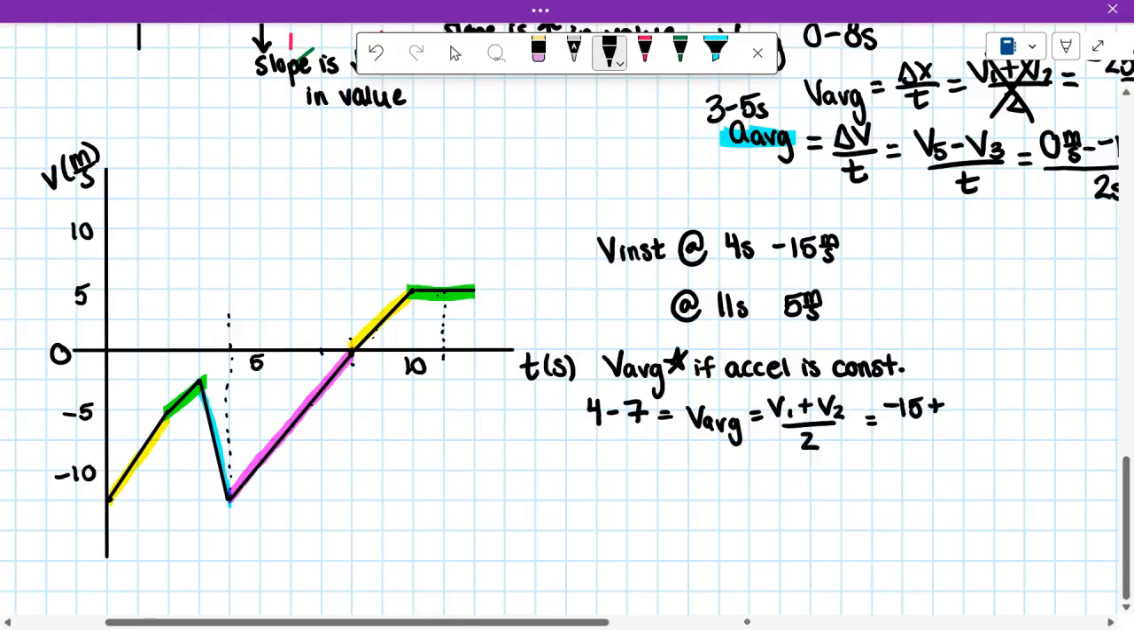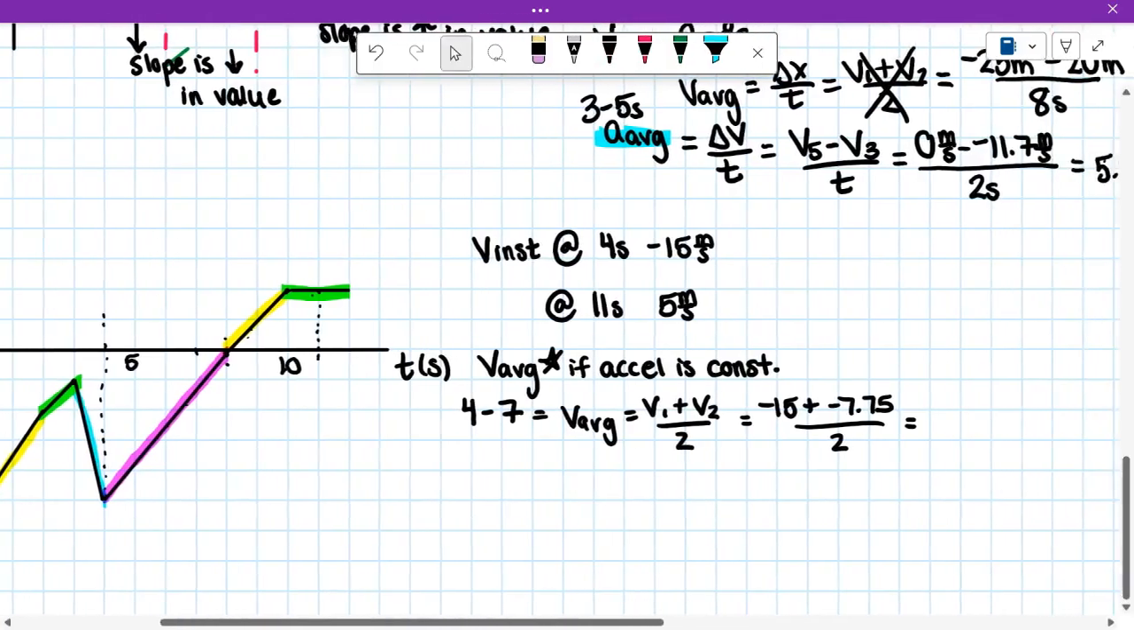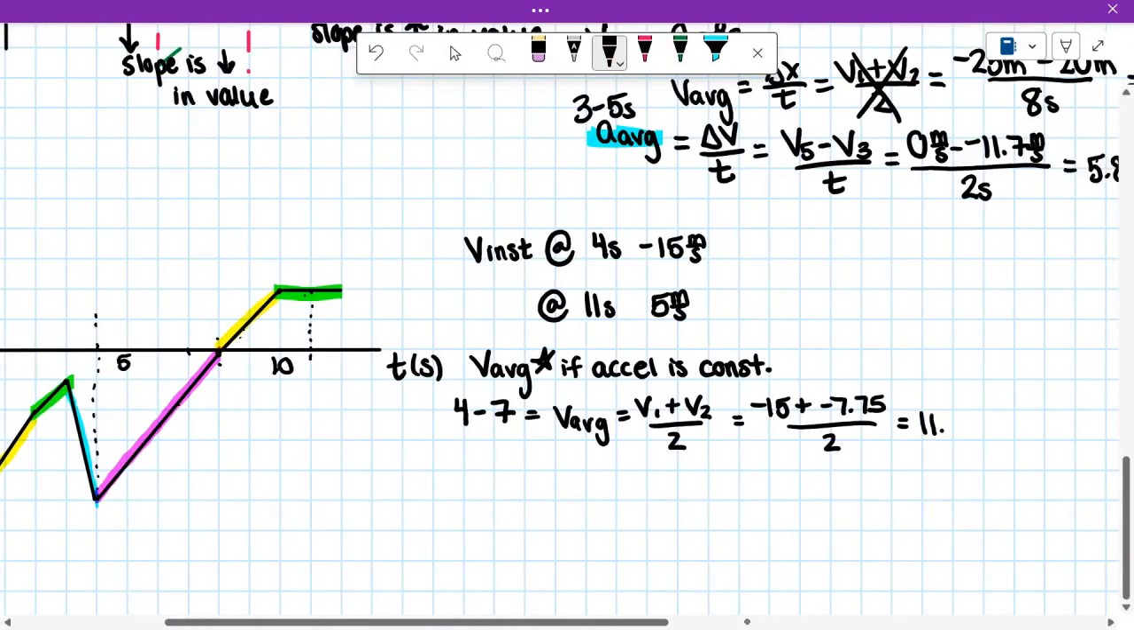My velocity at 7 seconds is halfway between 2.5 and 5. So 7.75. Ooh, but that's negative. All over 2. So negative 15, negative 7.75. Oops, I forgot my negative again. And then divided by 2. So my average velocity in that time frame is negative 11.375.